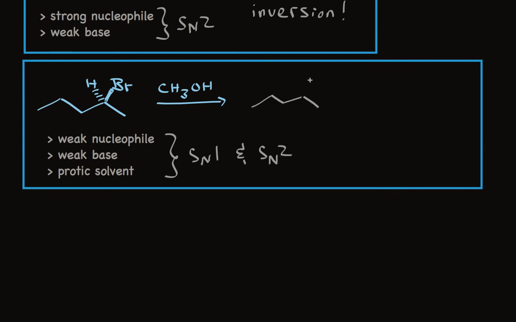SN1 creates equal amounts of the two enantiomers, inversion, as I'm showing here, and retention, while SN2 creates only inversion. So there'll be more of the inversion product and less of the retention product.